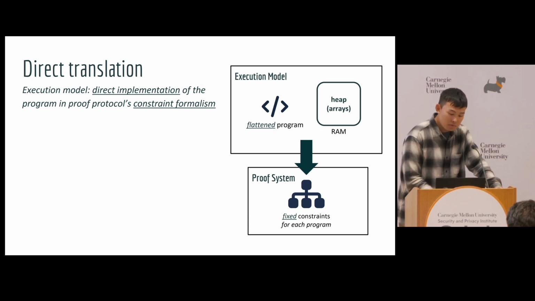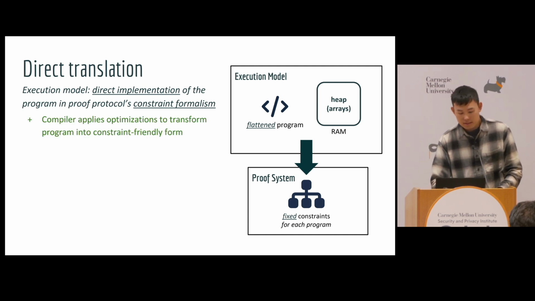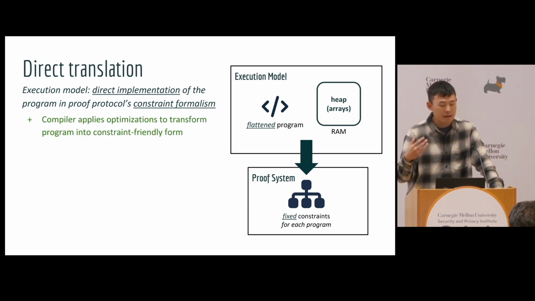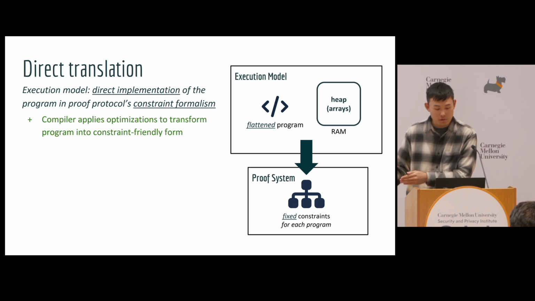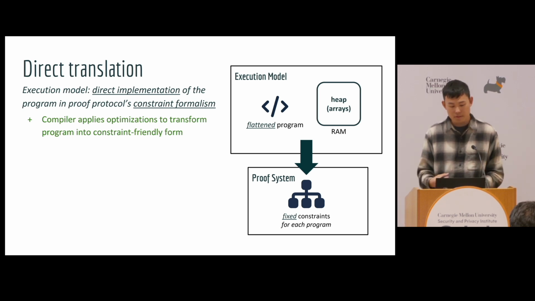Now, since these constraints are program specific, this means that direct translators can allow compilers to apply optimizations that transform at least parts of this program into a more constraint-friendly form, and as a result, make the proof more succinct.